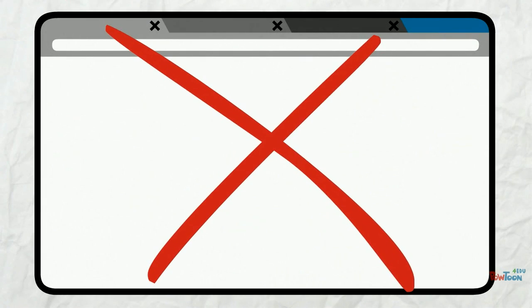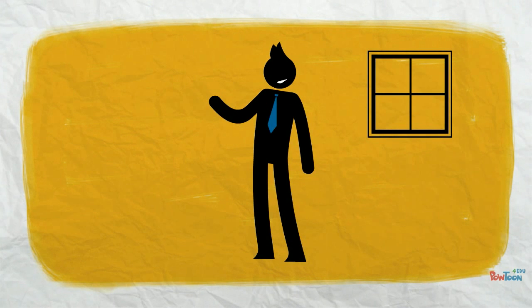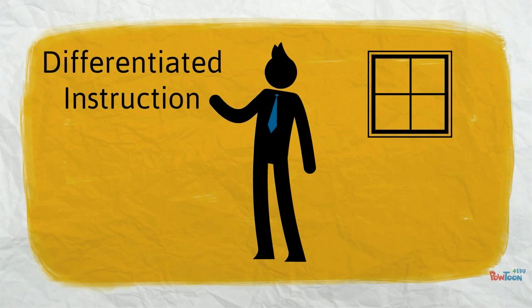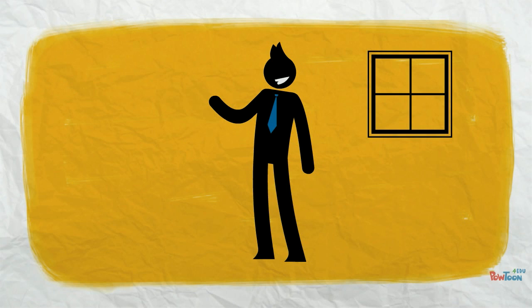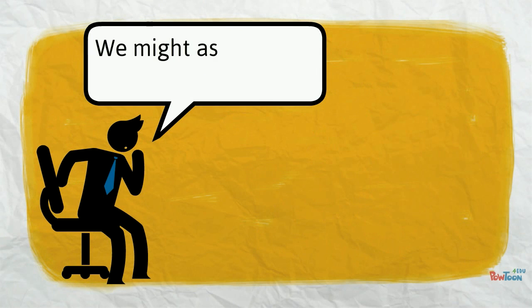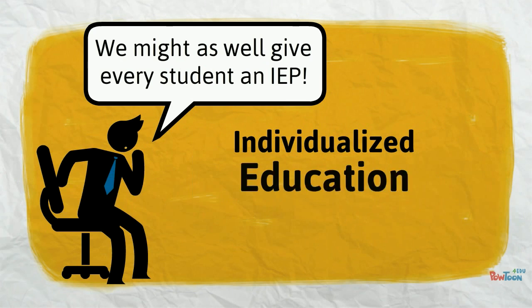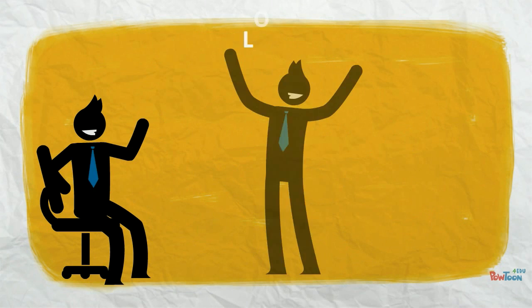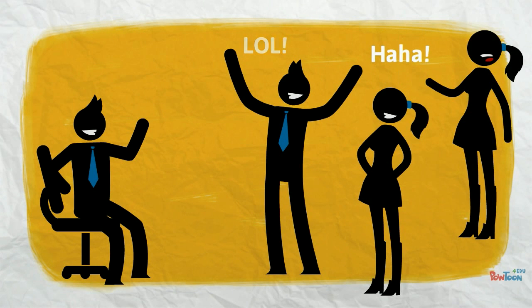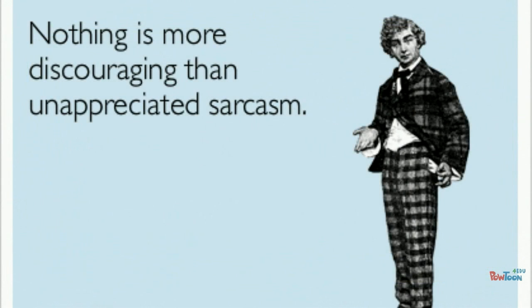But before you go and X out of this video, let me tell you a quick story. Recently, at a professional development day on differentiated instruction, I heard another teacher make a comment that went something like this: "We might as well give every student an IEP." This comment evoked several laughs, as I'm sure it was intended as a joke, and perhaps there was a touch of sarcasm there, and I'd be lying if I said I didn't laugh as well.